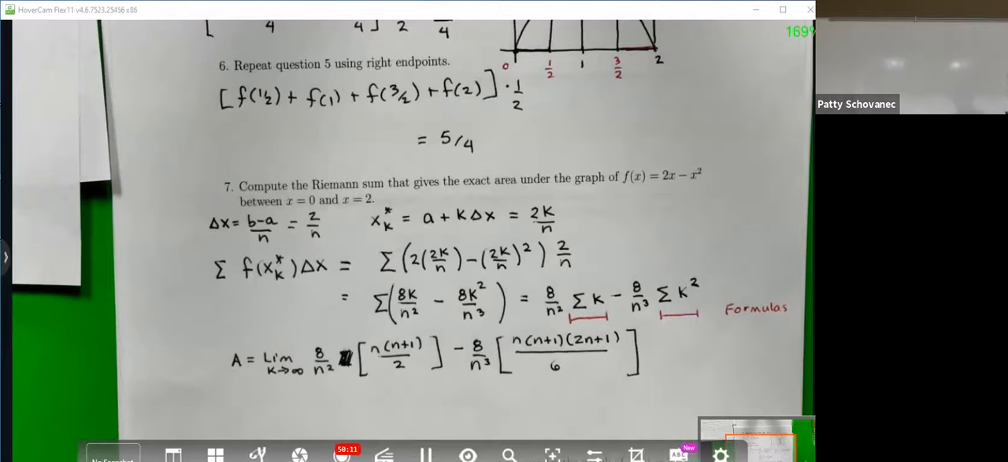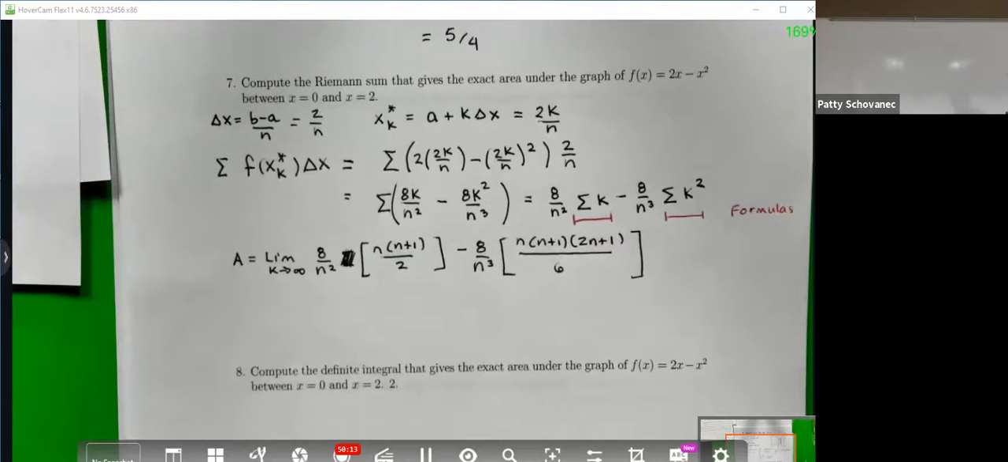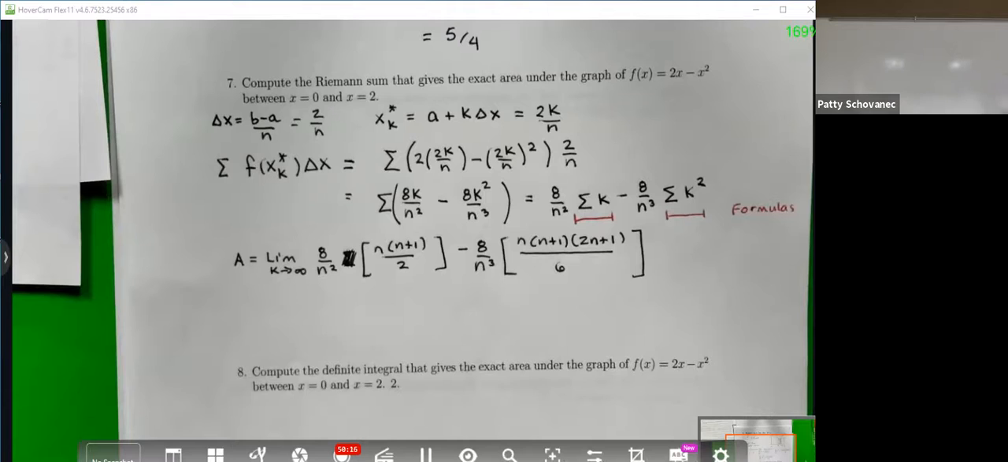And then to check if you did the limit correctly, go ahead and jump down to number 8 and compute that definite integral.